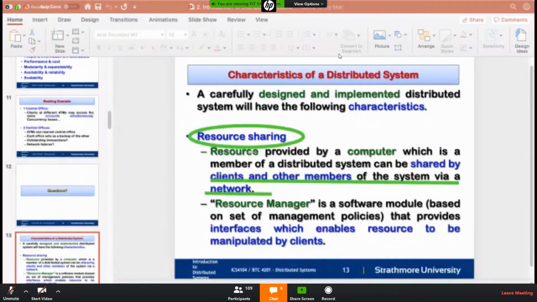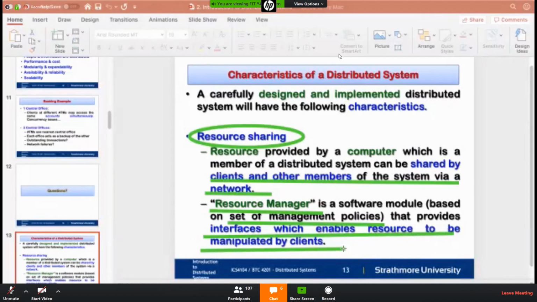Can be a server, can be a database, can be a printer, things that can be shared. Okay, are those examples I've given. And so instead of each one of us buying their own server, their own printer, we can share. But to do that, of course, we need a resource manager. And basically, it has particular modules, policies to be able to do that. And of course, it has to provide an interface for us to be able to be manipulated by the clients.